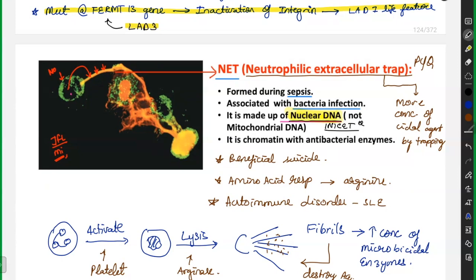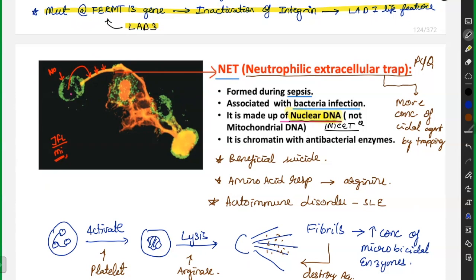It is a beneficial suicide. The neutrophil nucleus undergoes apoptosis to undergo netosis. That is called a NET. They consist of a viscous meshwork of nuclear chromatin, which includes histones and associated DNA. Arginine is the most important amino acid among the NET.